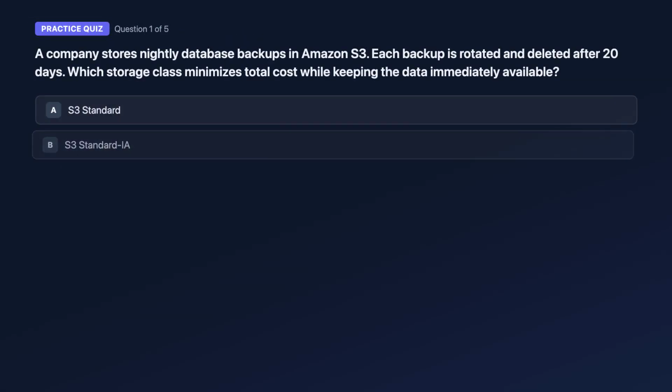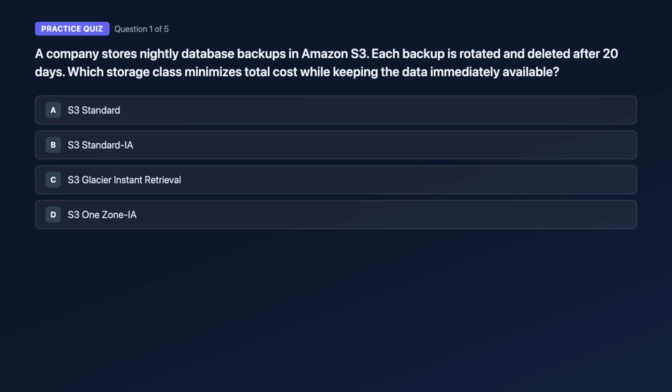All right, time to put your knowledge to the test. Question 1. A company stores nightly database backups in Amazon S3. Each backup is rotated and deleted after 20 days. Which storage class minimizes total cost while keeping the data immediately available? Is it A. S3 Standard, B. S3 Standard IA, C. S3 Glacier Instant Retrieval, or D. S3 One Zone IA? Pause here if you want more time.